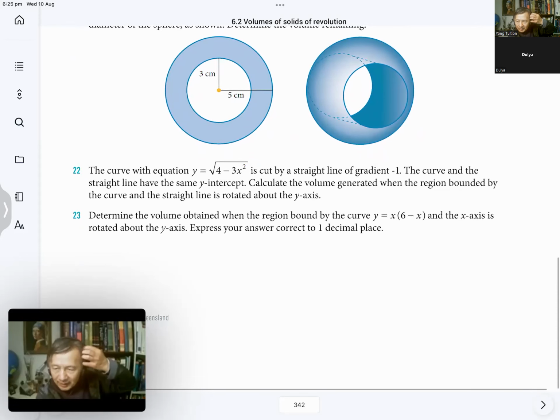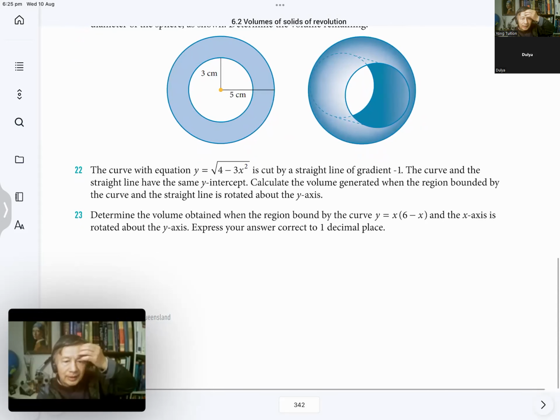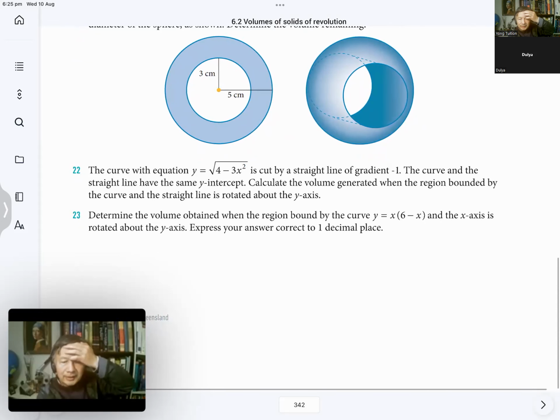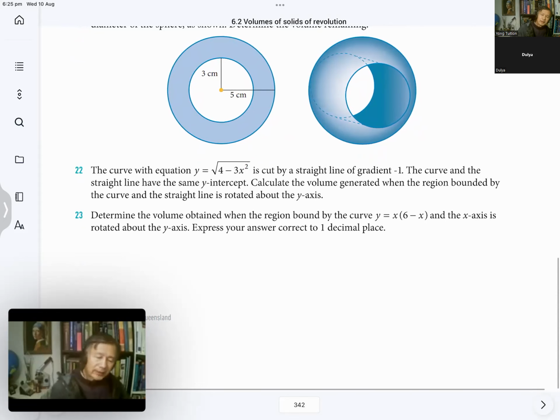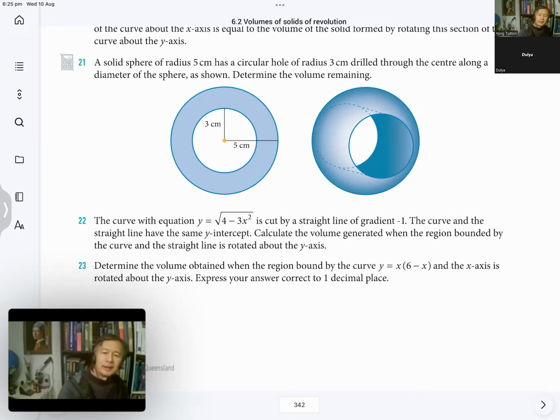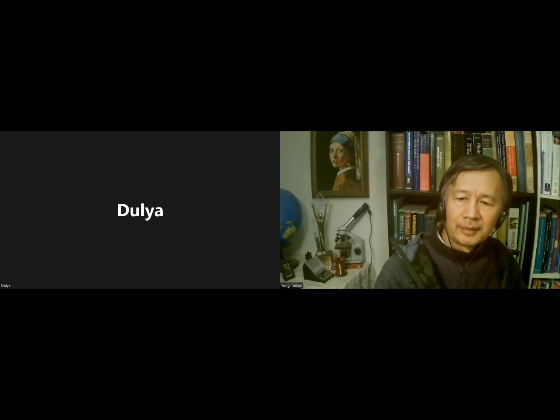The curve and the straight line have the same y-intercept. Calculate the volume. Can you draw the diagram here based on this idea? Obviously, this is another circle. Do you agree? Or perhaps you can go to the whiteboard.